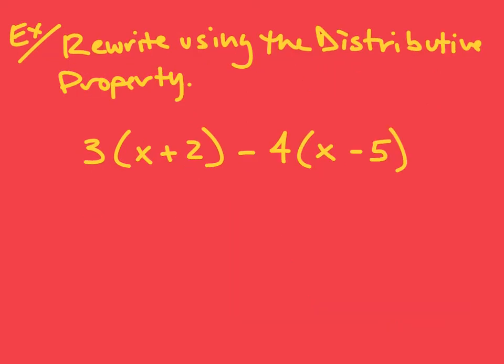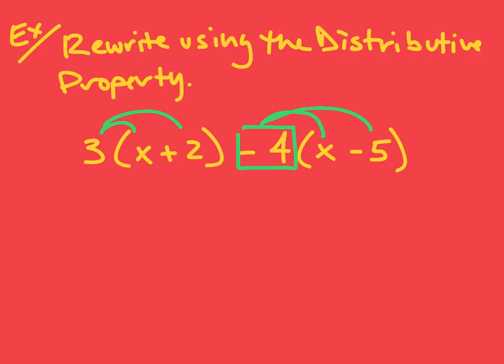So on this one, again, all I'm doing is rewriting this using the distributive property, and I've got 3 times the quantity x plus 2, minus 4 times the quantity x minus 5. Now we've got some negative signs in here, and we've got 2 different ones. I'm going to show you how we would do this. The first thing I want to do is distribute my 3 in my first part. The next thing I want to do is distribute the entire negative 4 into each of these numbers.